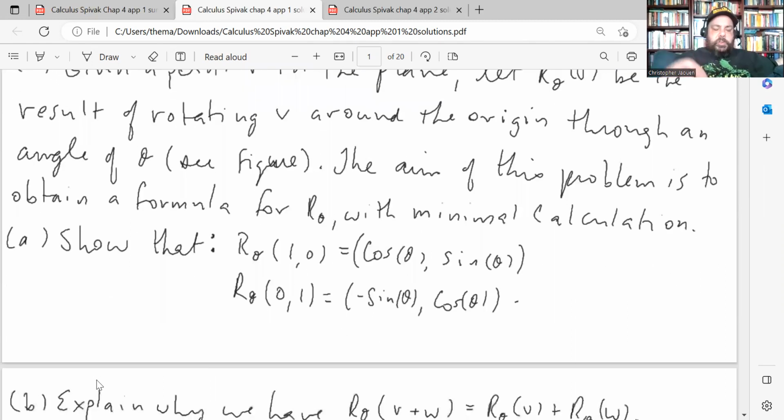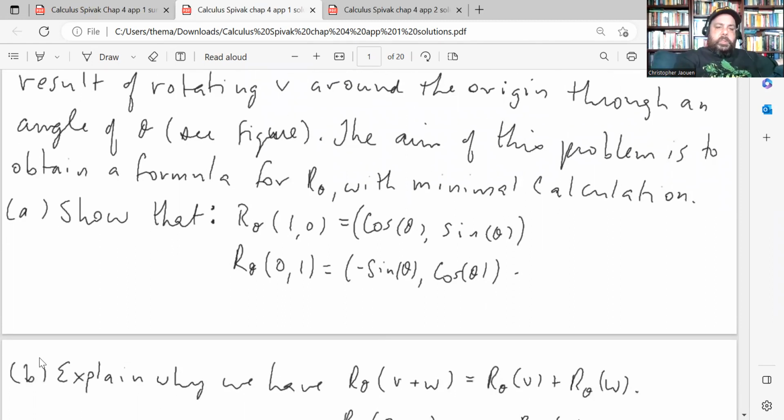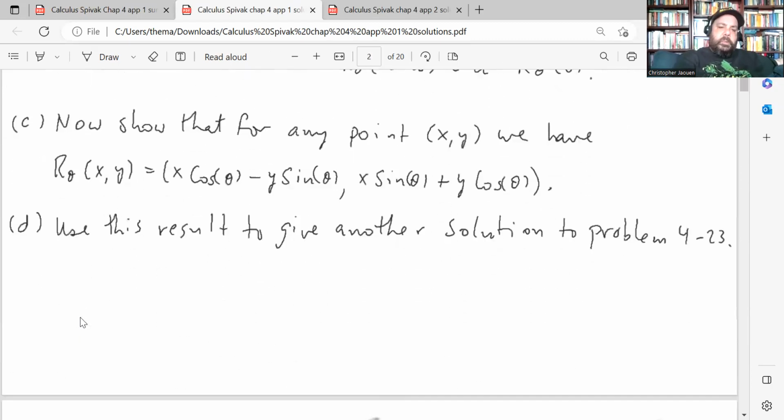So let's go through it. There's a bunch of parts here. Let's go through them one at a time. So part A says show that when you rotate the point 1, 0 through an angle theta, the coordinates are cosine theta, sine theta, and if you rotate the point 0, 1 through an angle theta, you get the coordinates negative sine theta, cosine theta. Let's look at the proof for that first, and then we'll look at the other parts.